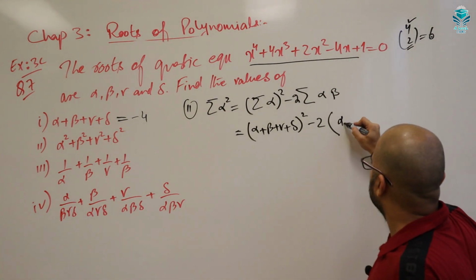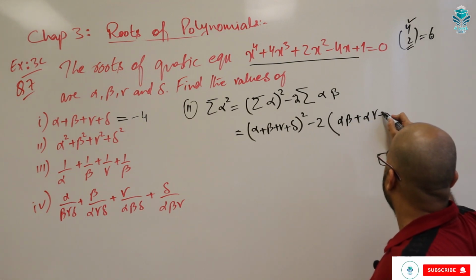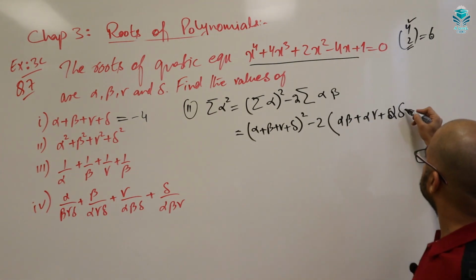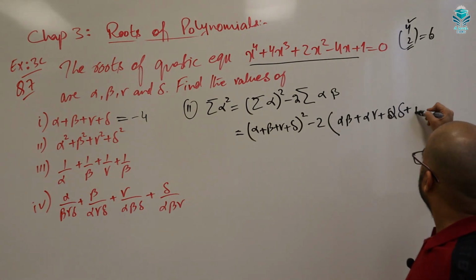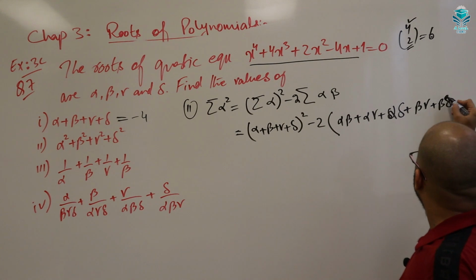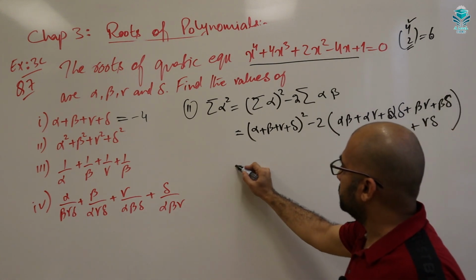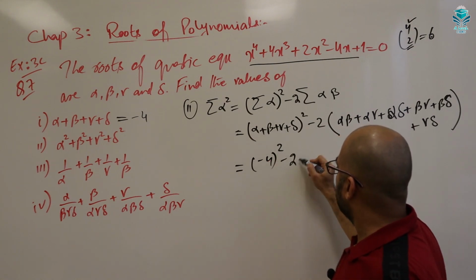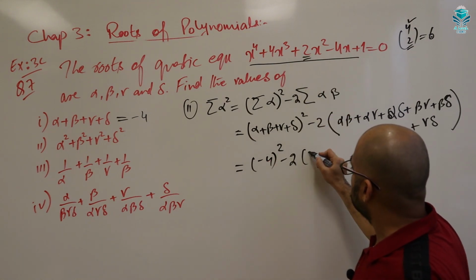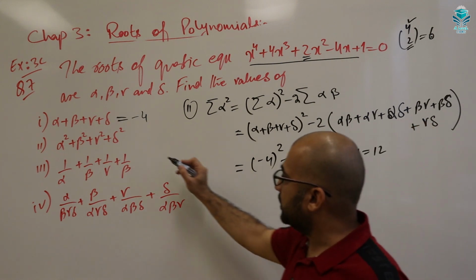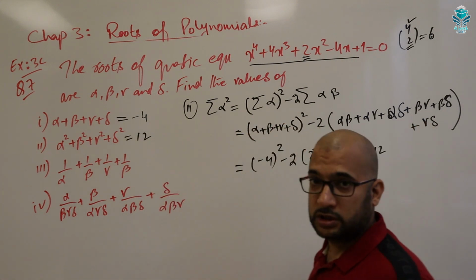So let me write them: alpha beta, alpha gamma and alpha delta, beta gamma, beta delta and gamma delta. These are the 6 possible combinations. So the value of this is minus 4 squared, minus 2 times the sum of products of two roots, which is 2, means 16 minus 4 is 12. The value of the sum of squares is 12.